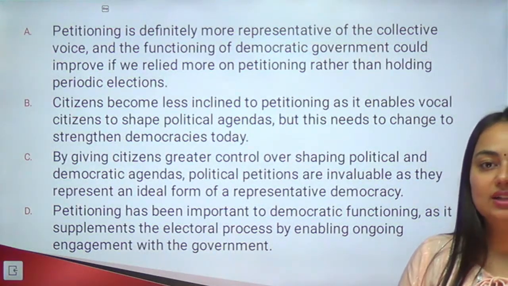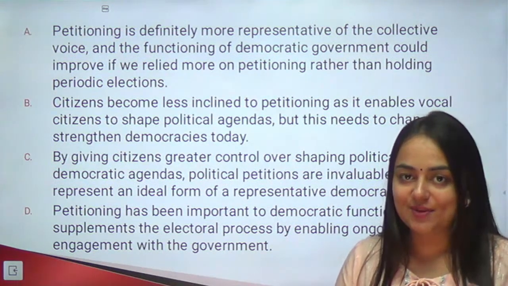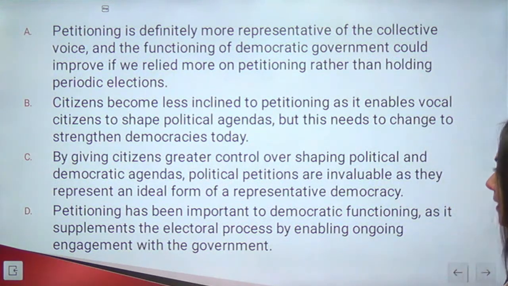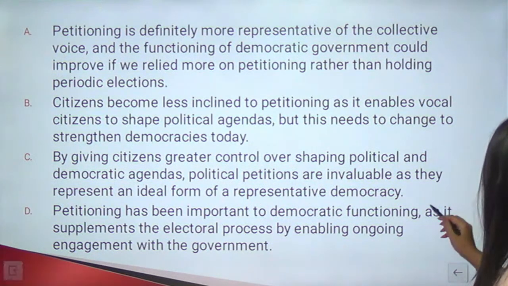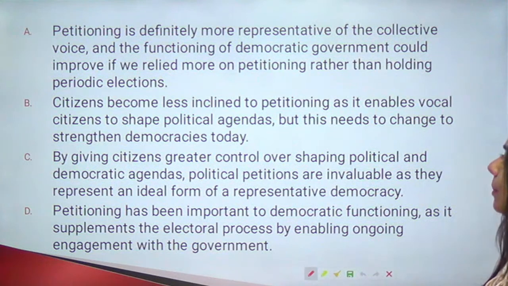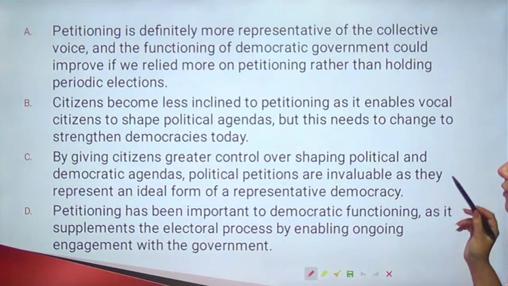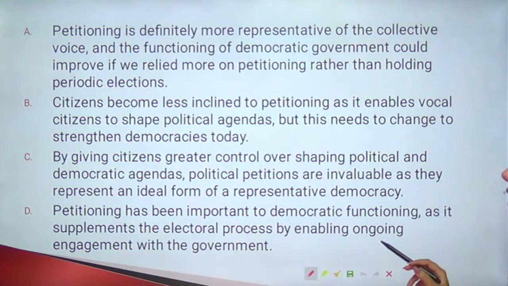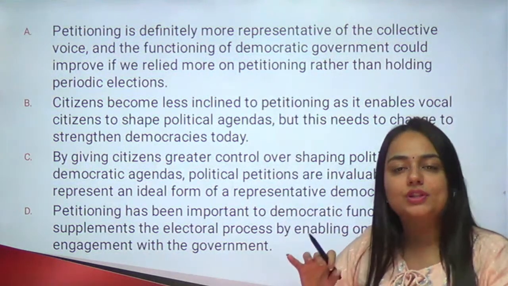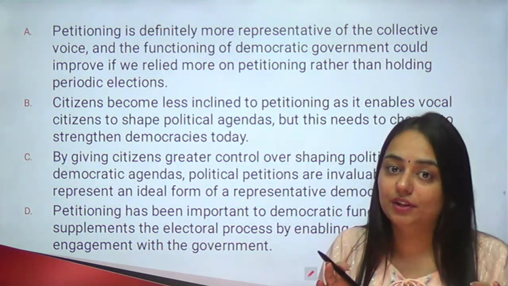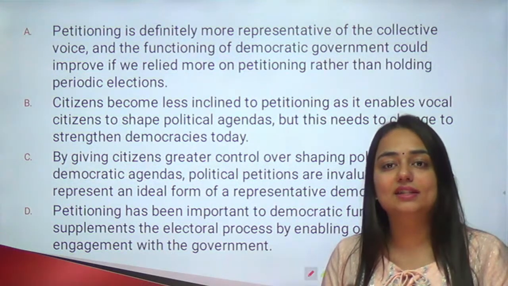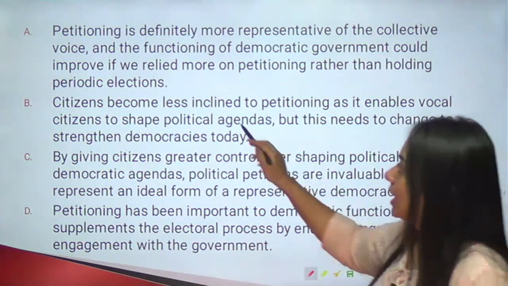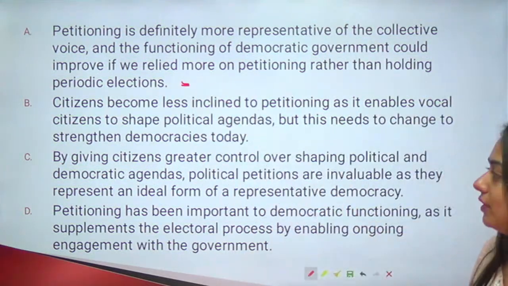So as you can see, understanding the passage was still relatively easy, but you would find the choices a little tricky. If I read the first one for you, petitioning is definitely more representative of the collective voice, and the functioning of democratic government could improve if we relied more on petitioning rather than holding periodic elections. So more or less the phrases used here, the words used here, they were all given in the passage, and this is how CAT exam lays a trap for you.